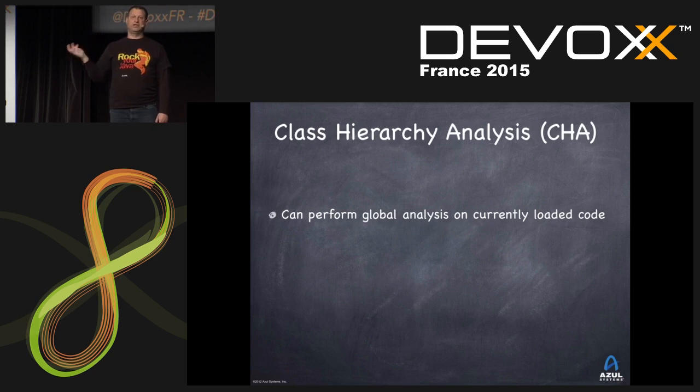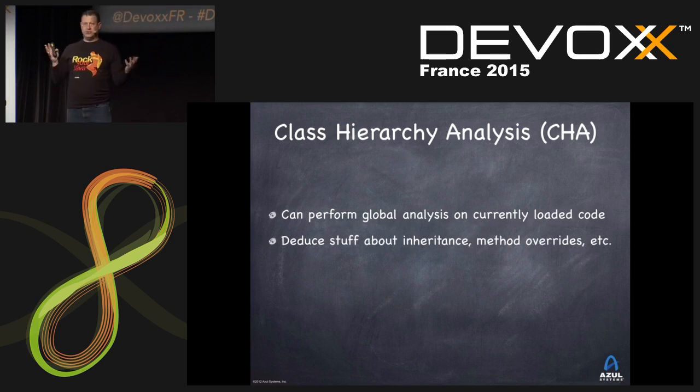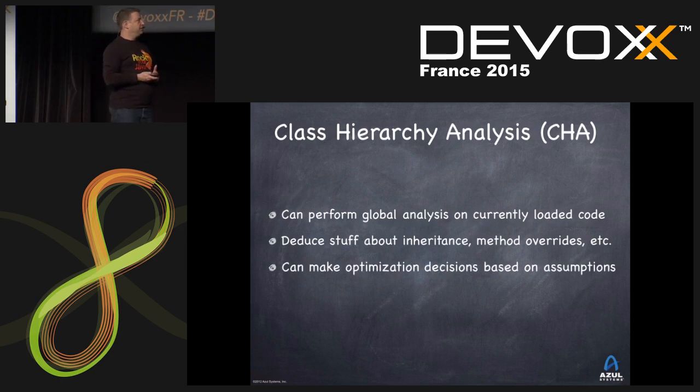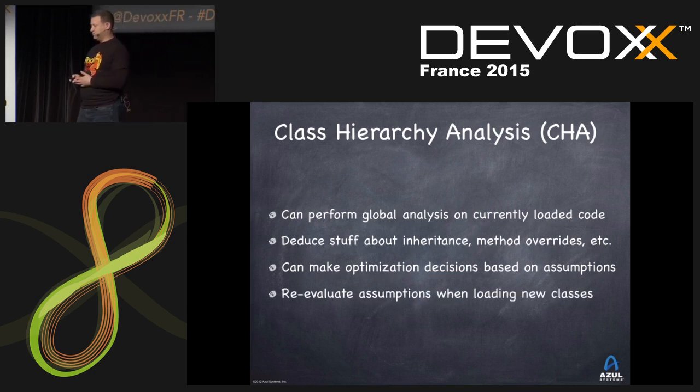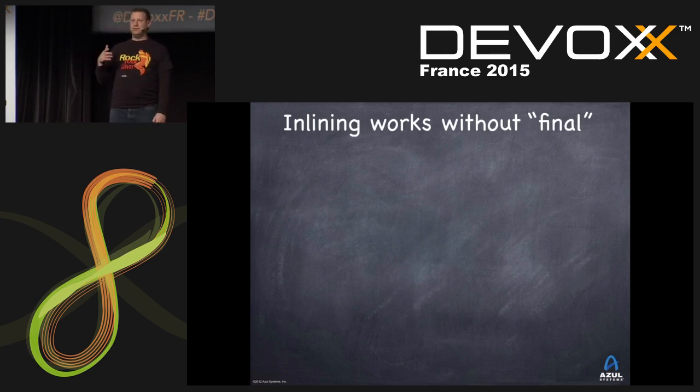You have to say, wait, did this break some assumption I made before? But until a new class is loaded, we have some things we can prove. Speculating that a new class won't be loaded, or at least it won't contradict this. So we could basically do global analysis, and we can find things about inheritance and method overrides, and we can actually make optimization decisions that depend on this and need to be taken away if the speculation is wrong. So we have to reevaluate if we are wrong. Now, an example of this is inlining without the keyword final. How many of you regularly make all your methods final?